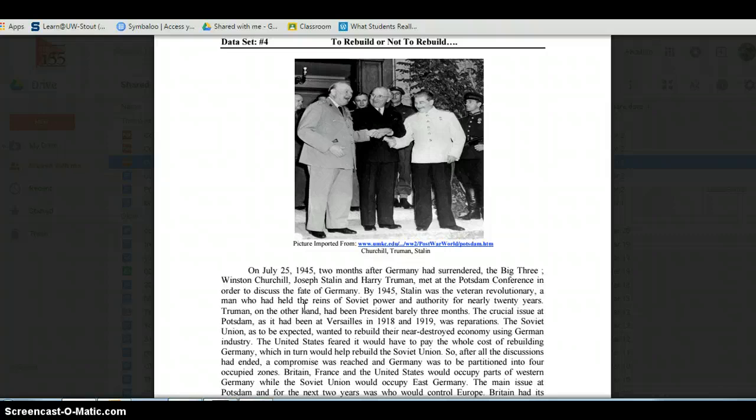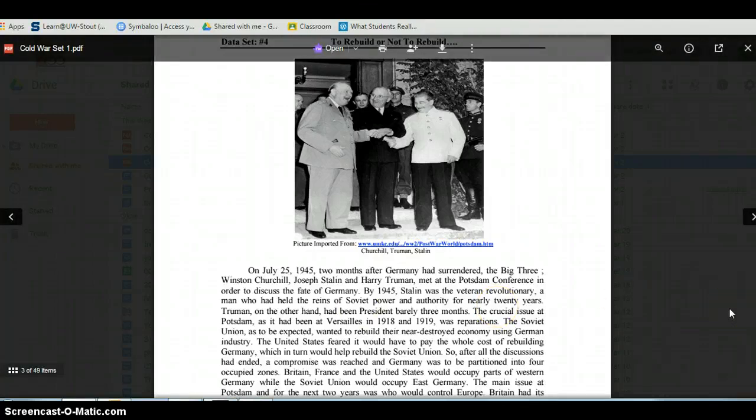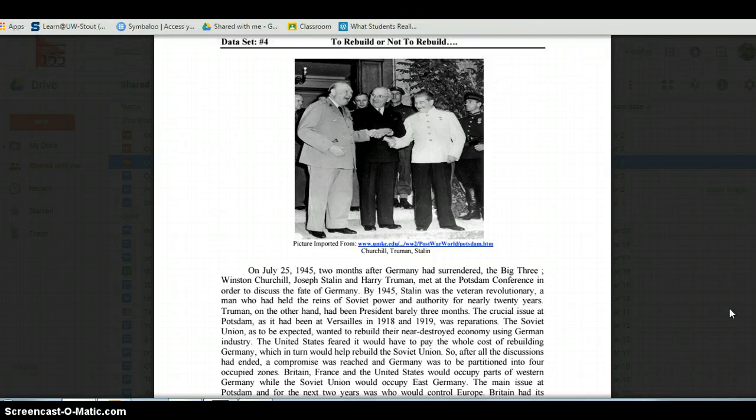By 1945, Stalin was the veteran revolutionary, a man who had held the reins of Soviet power and authority for nearly 20 years. Truman, on the other hand, had been president barely 3 months. Remember, FDR had died and he had just taken over. The crucial issue at Potsdam was, as it had been in Versailles in 1918 and 1919, reparations. So remember, the Treaty of Versailles was after World War I, and that's where we blamed Germany for the entire war. So they had to kind of keep that in mind as they were making a treaty after World War II.